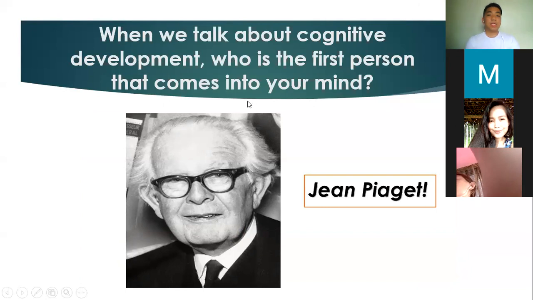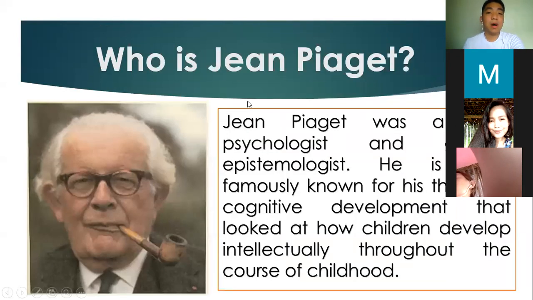Jean Piaget was a Swiss psychologist and genetic epistemologist. He is most famously known for his theory of cognitive development that looked at how children develop intellectually throughout the course of childhood. So the theory of Jean Piaget is very, very important in the field of education. Piaget was the first person who used the term schemata. Schema. Do you remember that word?